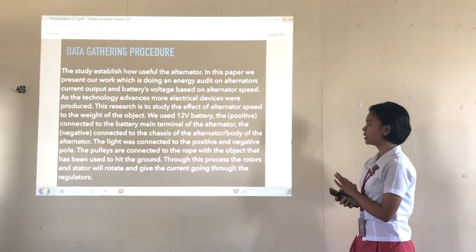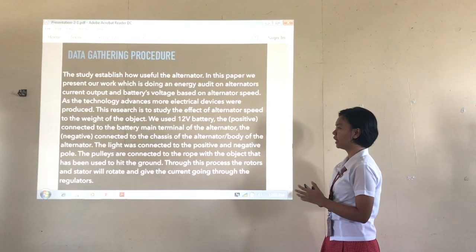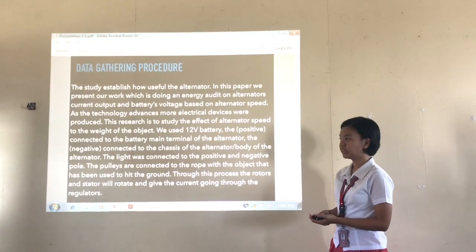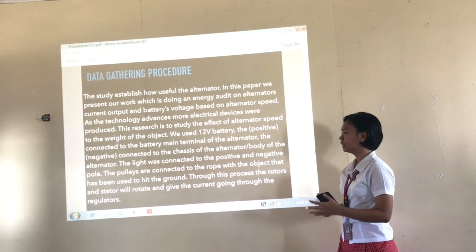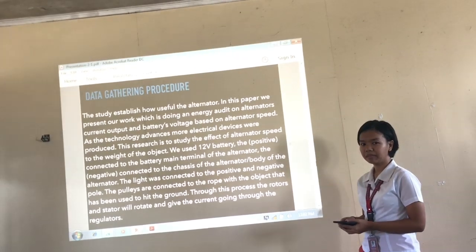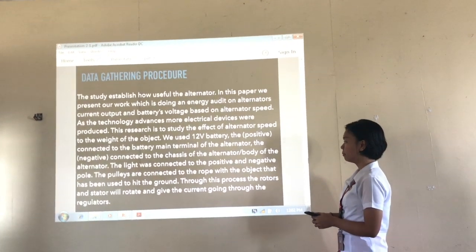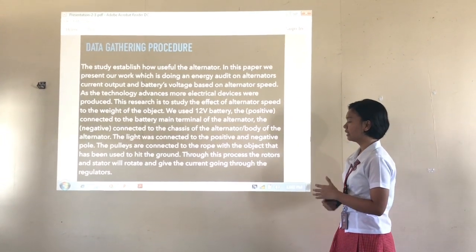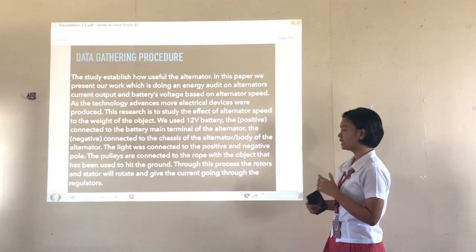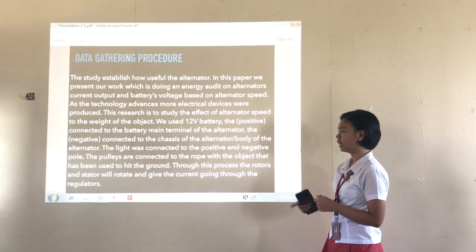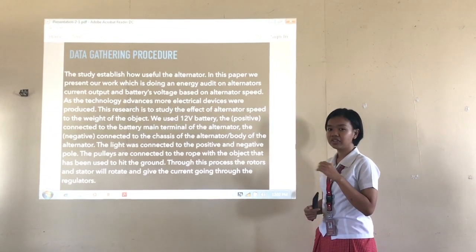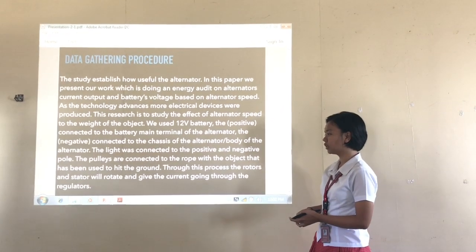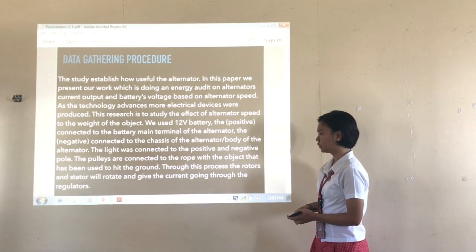The positive terminal of the 12 volts battery is connected to the main terminal of the alternator, and its negative terminal is connected to the body of the alternator. The light is connected to the positive and negative. Then the pulley is connected to a rope, whose other end is connected to the object that will fall. Through this process, the rotor and stator will rotate and give current going through the regulator.